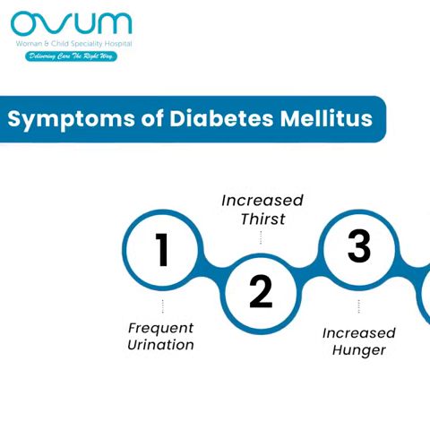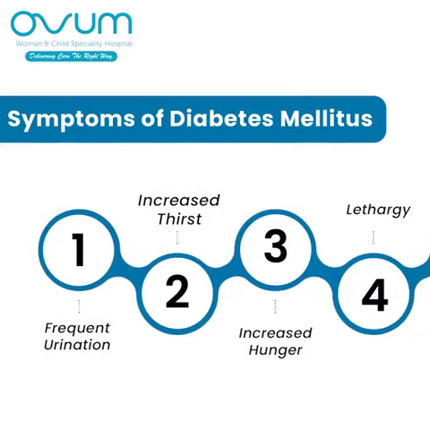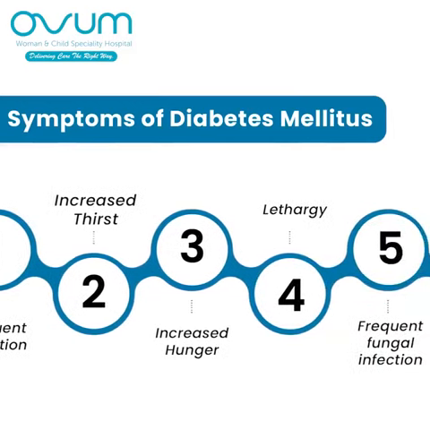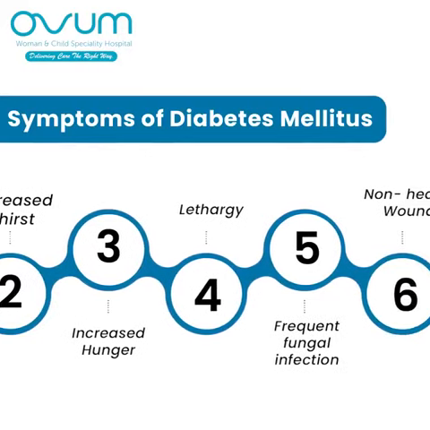So what are the symptoms of diabetes mellitus? Most common symptoms are frequent urination, increased thirst, increased hunger, lethargy, frequent fungal infections, and non-healing of wounds. So when you have these symptoms, what do you do next? If you have 2 or 3 of these symptoms, the next step is to go ahead for a blood test.